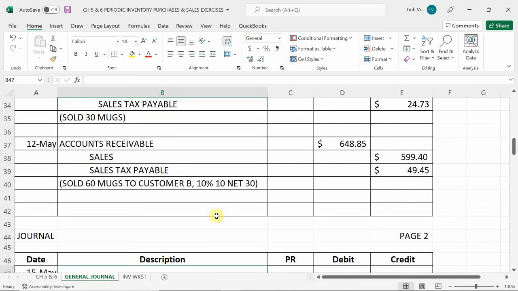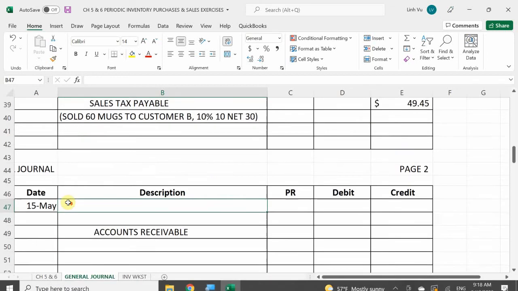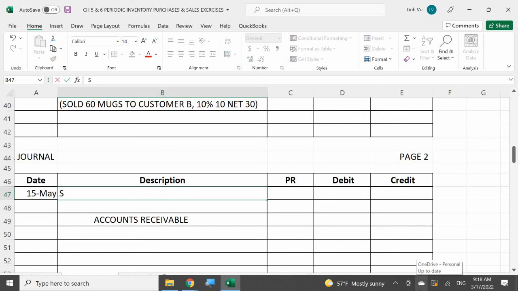Returns and allowances. Not purchase, right? We're not buying and returning. It's the customer. Sales returns and allowances. Yes. So that's why I emphasize a lot that yes, it is a returns and allowances, but you have to figure out who is returning. Is it us, the purchaser? Are we returning to our vendor? Then it's a purchase returns and allowances. Or is a customer returning back to us, which is a sales returns and allowances, okay?